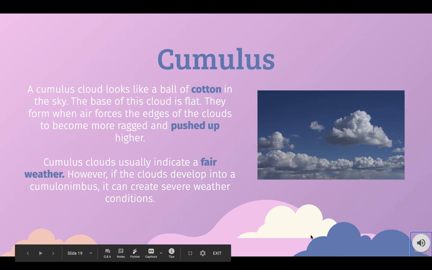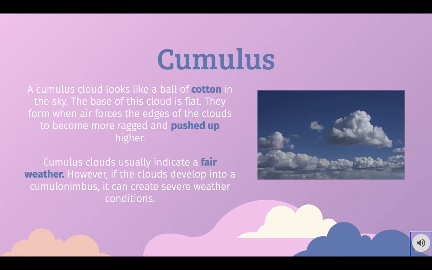A very common example of the vertical clouds is the cumulus clouds. These clouds look like a ball of cotton in the sky. The base of this cloud is very flat. They form when air forces the edges of the clouds to become more ragged and pushed up higher. Cumulus clouds usually indicate fair weather. However, if the clouds develop into cumulonimbus clouds, it can create severe weather conditions.